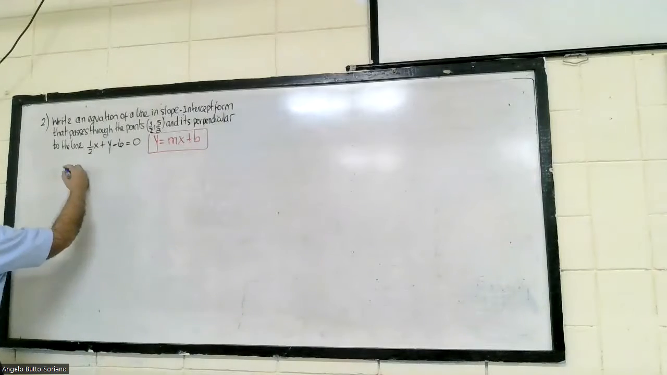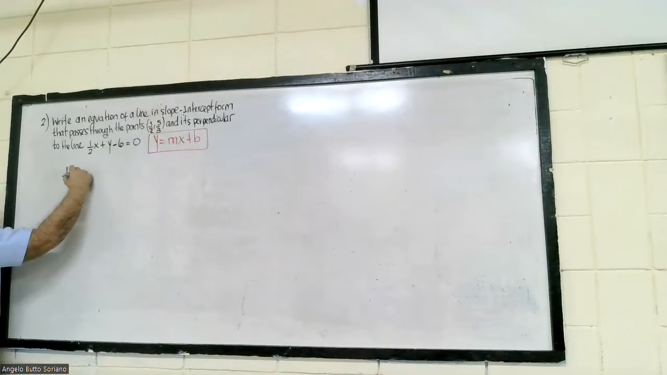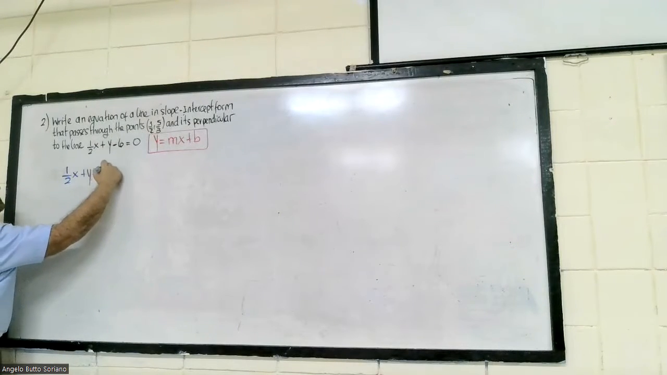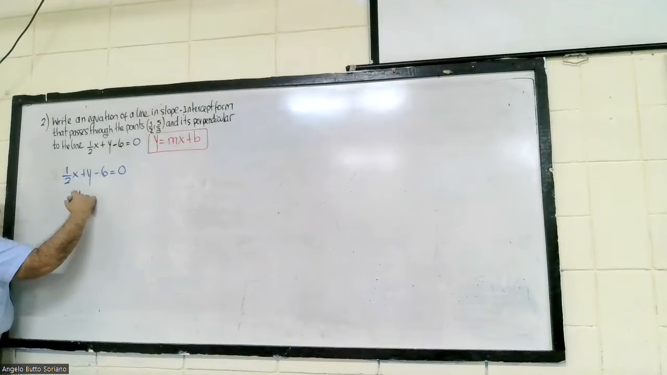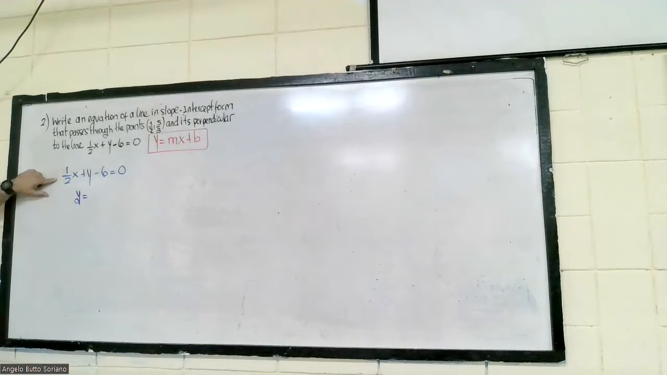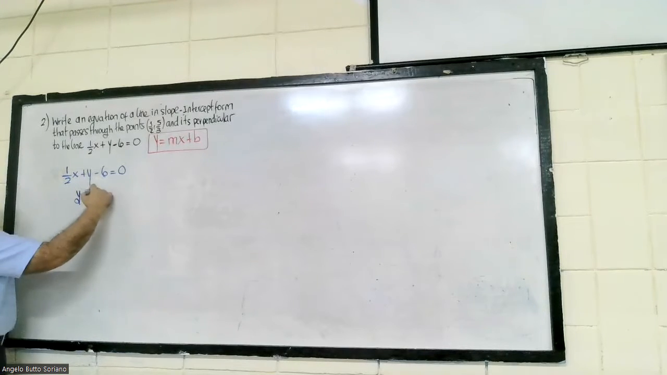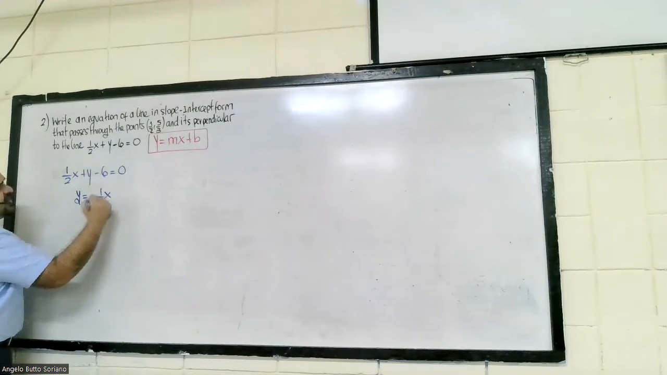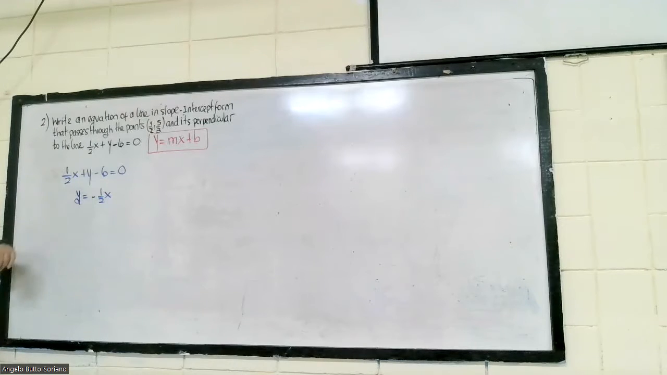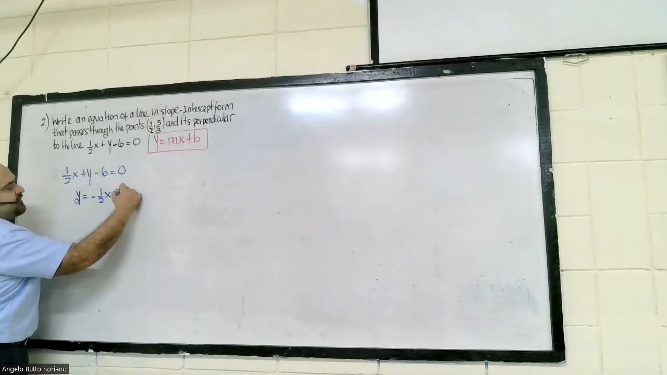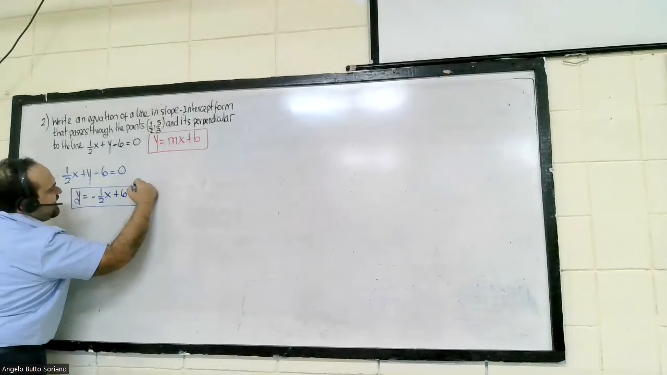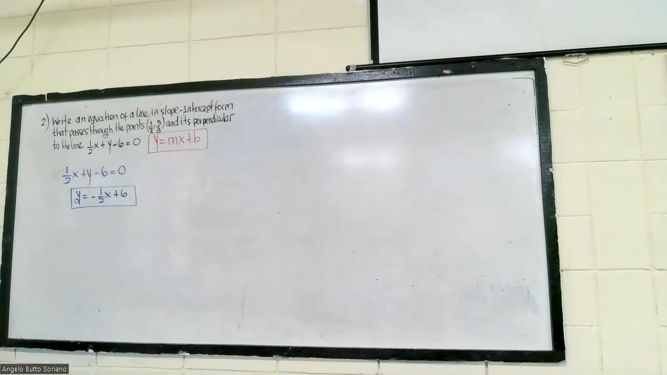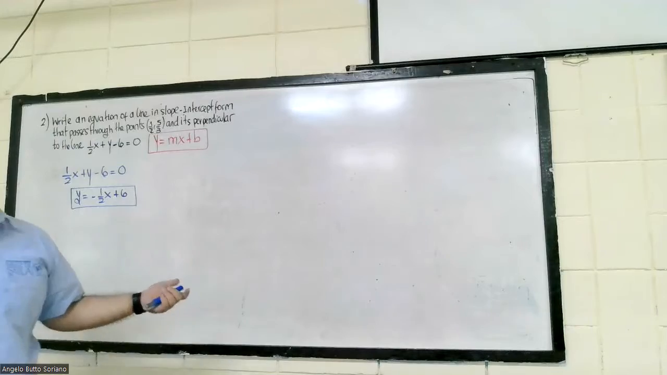Basically, we're going to copy the given equation, 1/2 x plus y minus 6 equals 0, and let's solve for y. Y will be equal to 1/2 x, which is positive, so it passes to be negative 1/2 x. And 6, because it's negative, passes to be positive. So in this situation, we have the first equation written in slope intercept form.